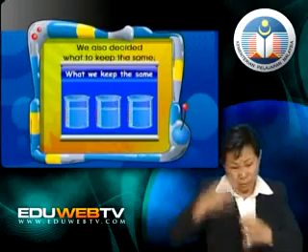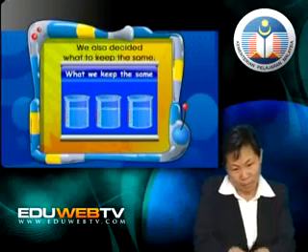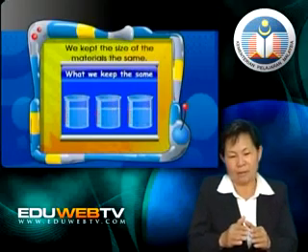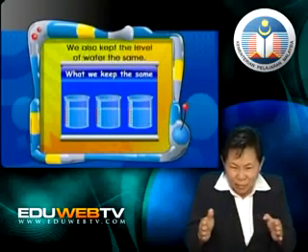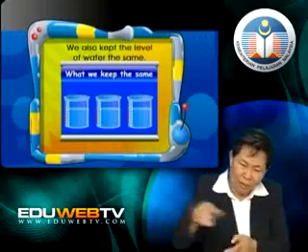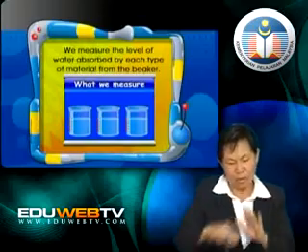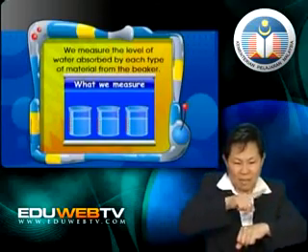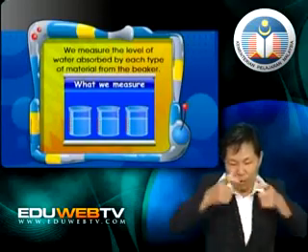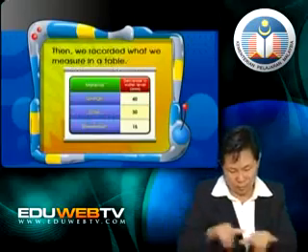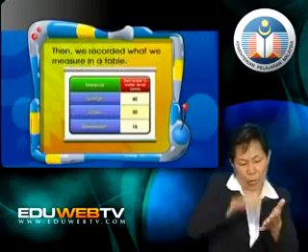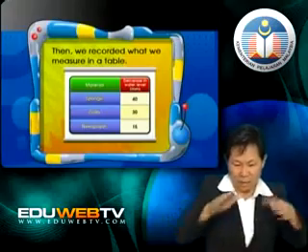We also decided what to keep the same. We kept the size of the materials the same. We also kept the level of water. We measure the level of water absorbed by each type of materials from the beaker. This is what we measure. Then we recorded what we measure in a table.